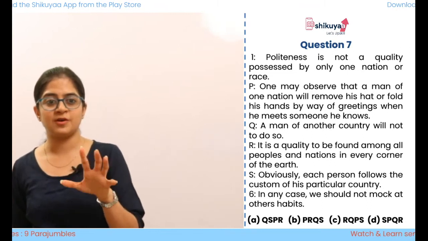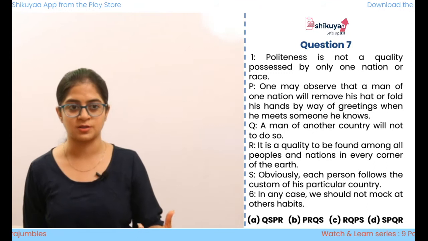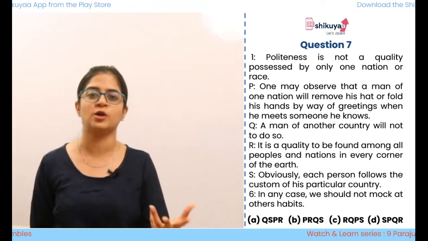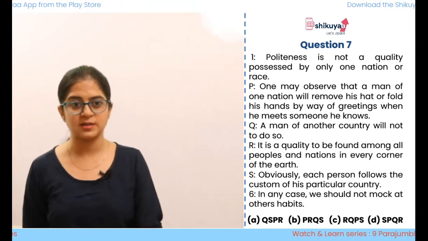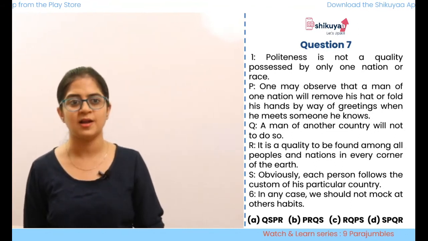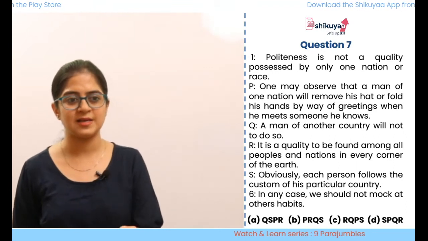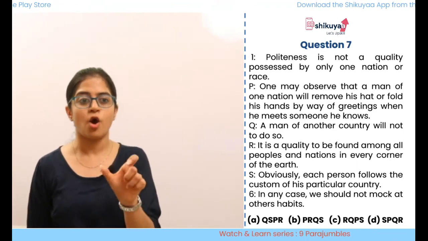One may observe. Now what are we doing? We are telling them what the observations are. Like some people fold their hands in part of greeting. Some may remove their hat and greet with this kind of style. So other country, other style. Understood? And lastly, we see S.